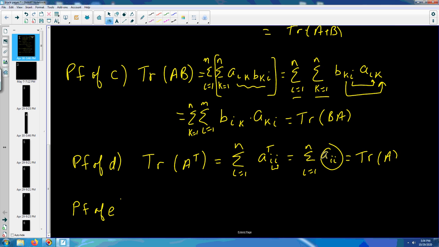Proof of E. The trace of A transpose times A. So, this is the sum of the diagonal entries. K goes from 1 to N. We have A, I, K. Well, this is just going to be the II entry of this.